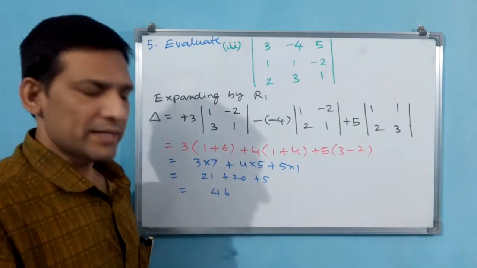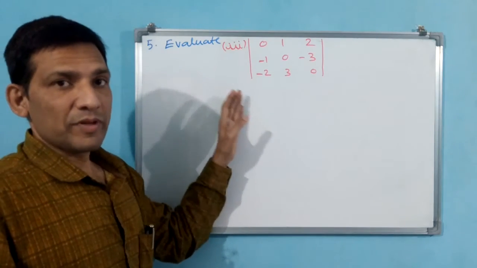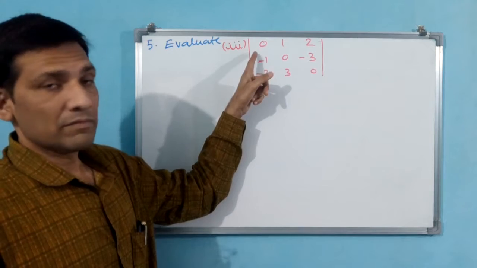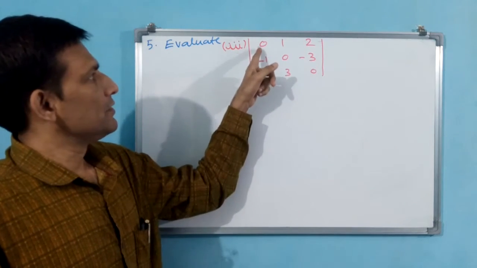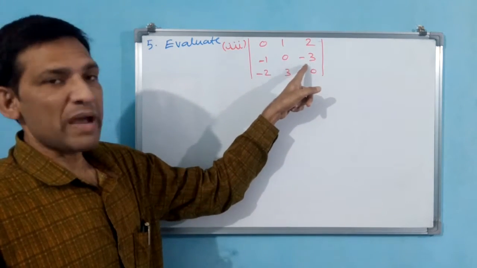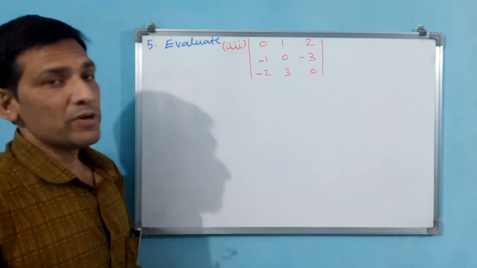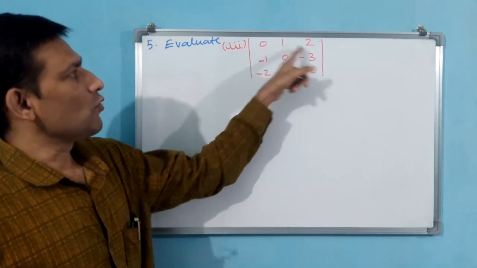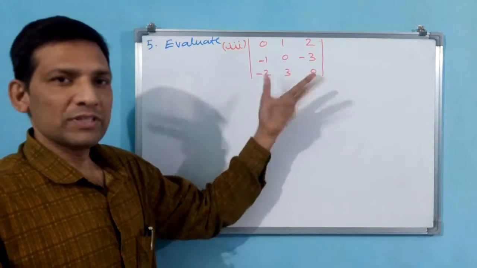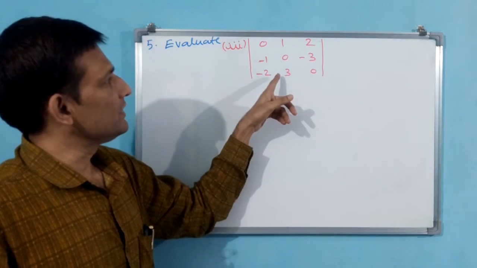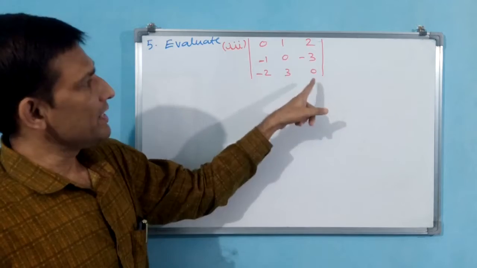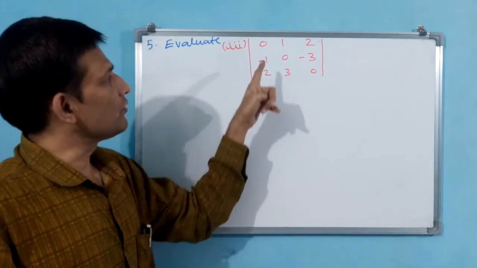Let us go for third part. See the third part of the fifth question. 3 by 3 determinant. 0, 1, 2, minus 1, 0, minus 3, minus 2, 0, 3, 0. Okay. If you observe carefully here, row 1 or column 1 or row 3 or anything you can take. Why? Because wherever you take, 1, 0 will be there. 2 operations you have to do.